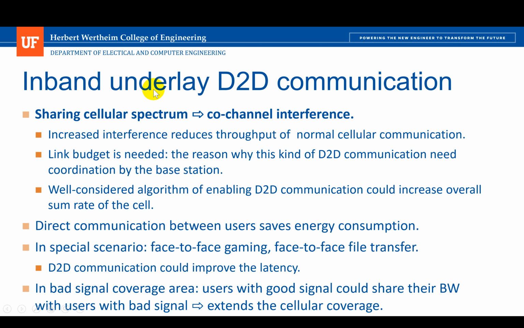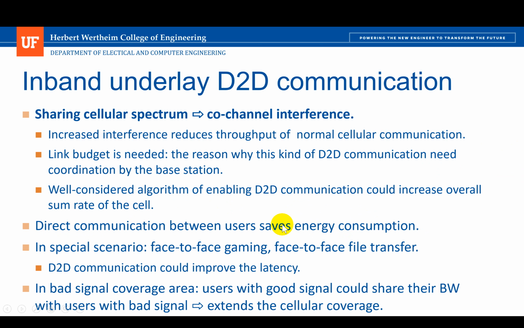In this kind of communication, the D2D links share the cellular spectrum, so it will introduce co-channel interference to either of them. The increased interference will reduce the throughput of normal cellular user communication. So here we need the link budget, and that is why the D2D communication needs to be enabled by the base station. A well-considered algorithm for enabling D2D communication could increase the overall sum rate of the cell, and also direct communication between users saves energy.